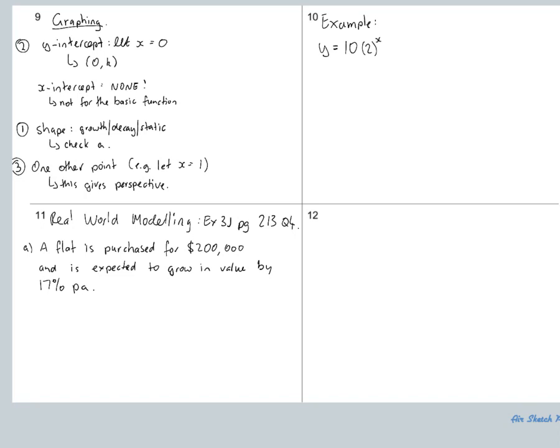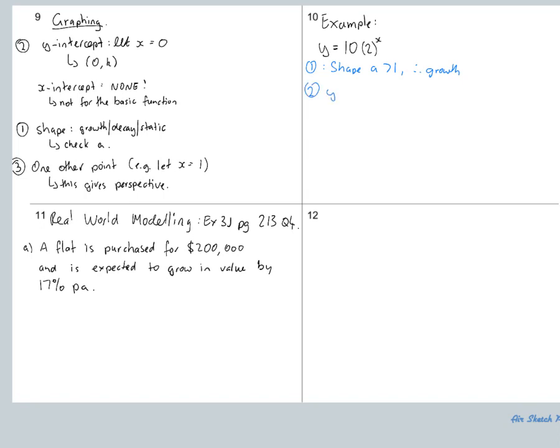So in this case, you choose one that's easy to do. Typically that's when x equals 1, because then it's pretty easy. The example I've given you is y equals 10 to the power of 10 times 2 to the power of x. I'm just going to go through those steps. Number 1 is the shape. I have a look at a, which is greater than 1, therefore growth.